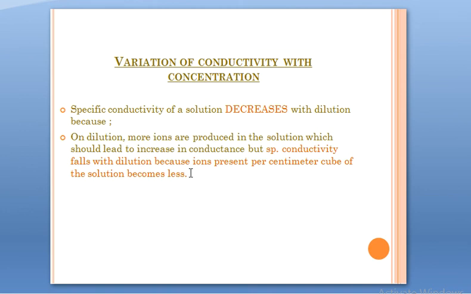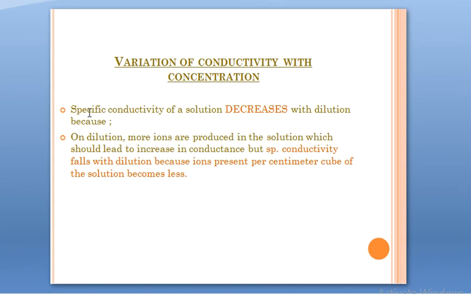So when the number of ions increases, it should have increased the conductance. More ions, more movement of ions, conductivity should increase. But this is specific conductivity. We are speaking about a specific area, per centimeter cube we have to see. When we dilute, the overall number of ions will increase, but in that specific area per centimeter cube the number of ions present will be less. The reason is that on dilution, more ions are produced, which should lead to increase in conductance, but specific conductivity falls with dilution because ions present per centimeter cube of the solution become less.